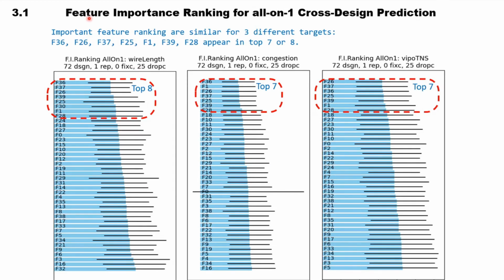This is the feature ranking result for the all-on-one scenario. 3 targets, violations, congestion, and TNS are used. There are several important observations. First, you can see the importance ranking is relatively flat across the features. Also, the ranking is quite similar even for different targets. For example, for all these 3 targets, features 36, 26, 37, 25, etc., all appear in the top 7 or top 8.